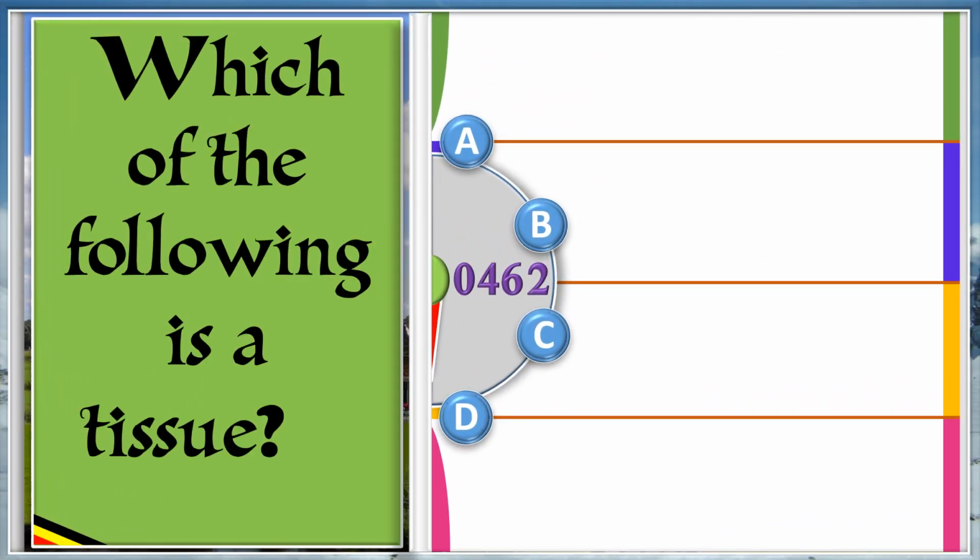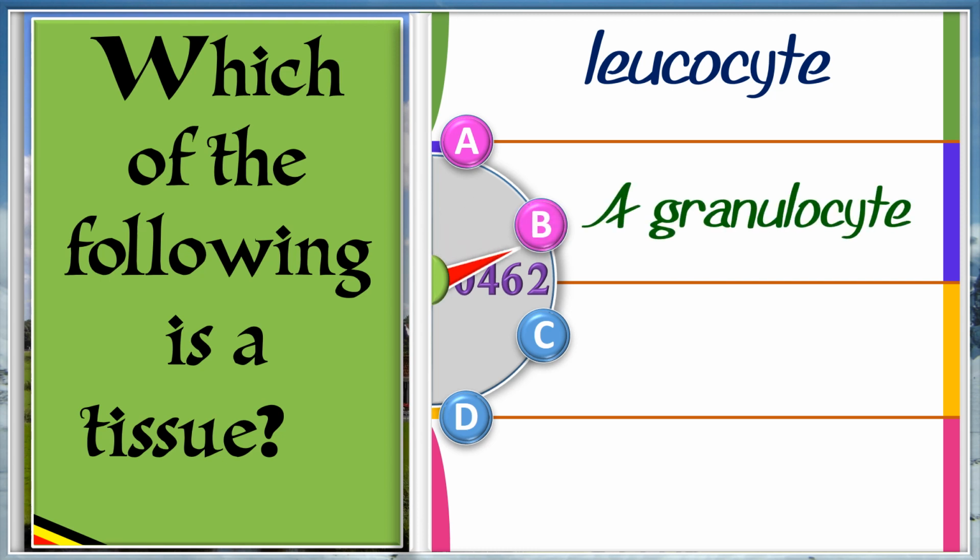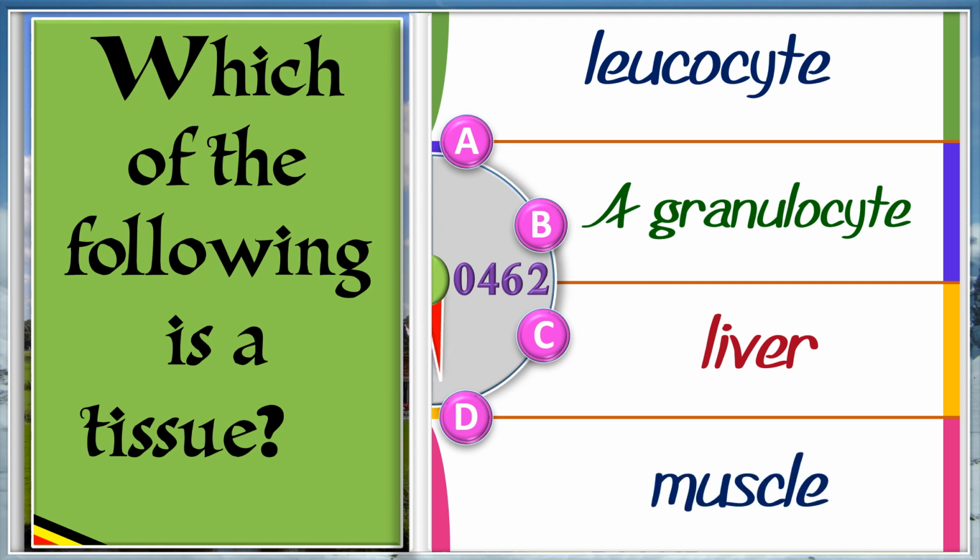Which of the following is a tissue? A. Leukocytes. B. Granulocytes. C. Liver. D. Muscle. And the answer is D. Muscle.